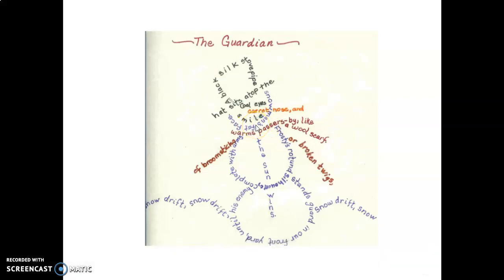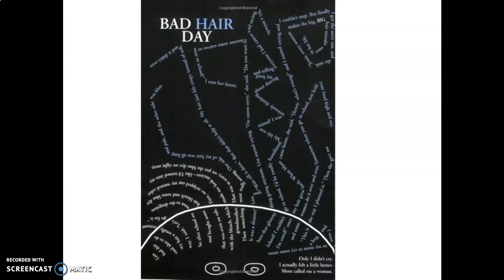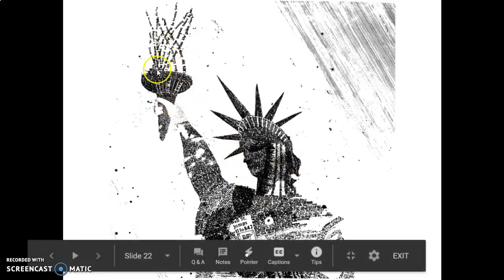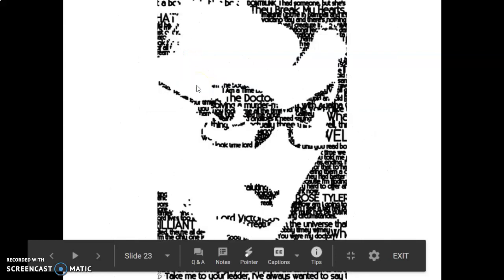Again, where does it start? I don't know. This one's called Bad Hair Day. Absolutely fantastic. Very creative. Again, person with some crazy hair going on. This one is called the Statue of Liberty. Again, I know it's really hard to see, but you can see all the words are kind of pieced together to create this image.